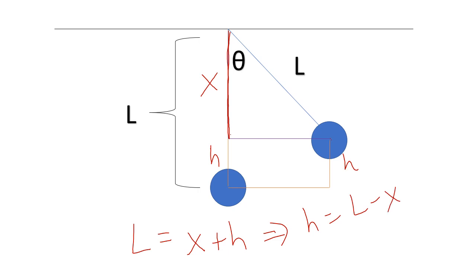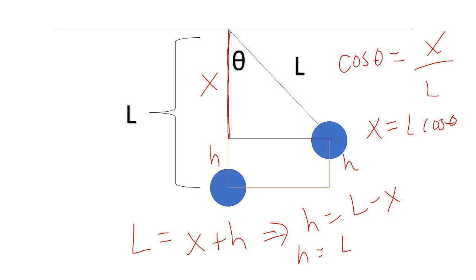Well, what is X? If I use the triangle I've created in the top part, I have theta, I have a hypotenuse L, and I'm looking for this adjacent side X. Yes, I can use cosine. Cosine theta would be adjacent X over L. So X is equal to L cosine theta. H then is equal to L minus L cosine theta.